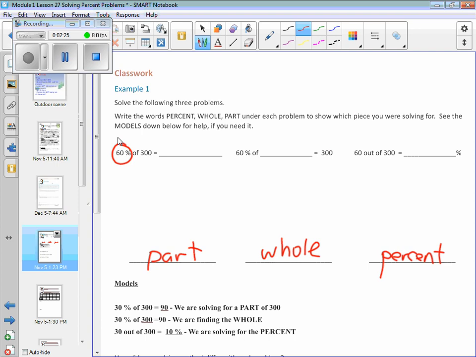What's my template? What's my template? What has been my template for the last 3 days? Say it. Part over whole. P over W.